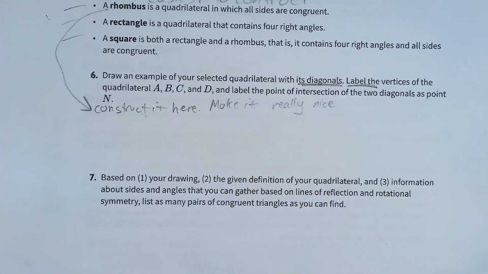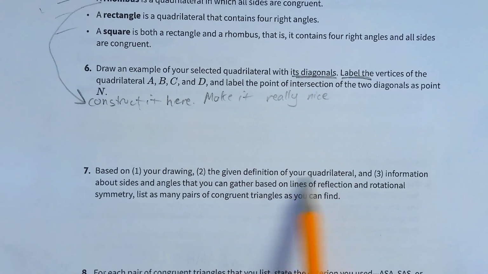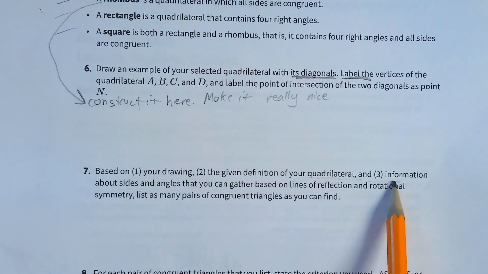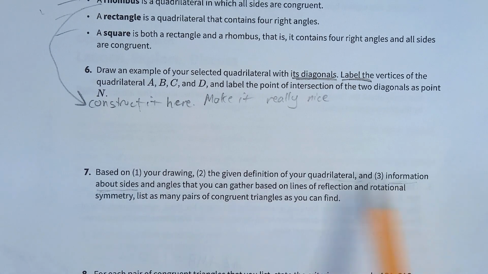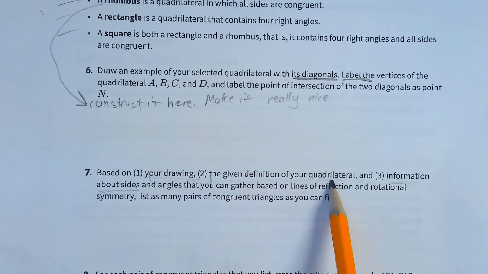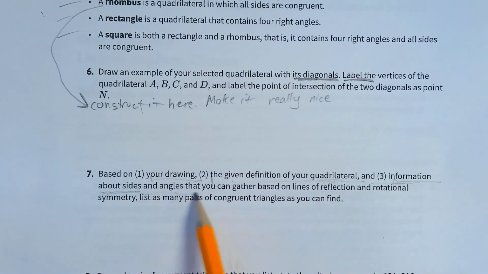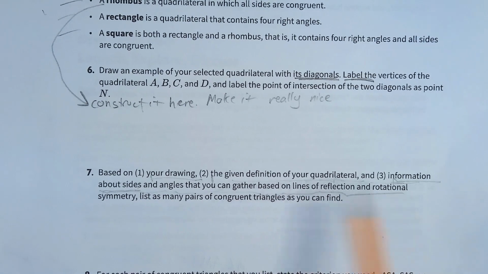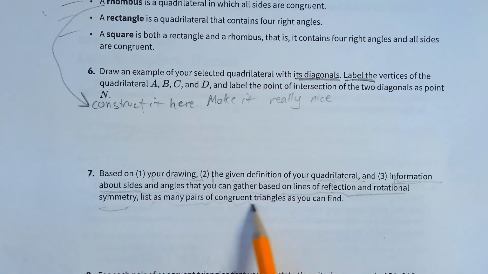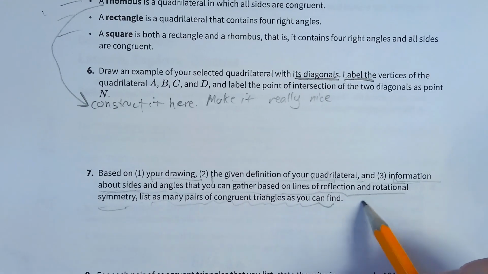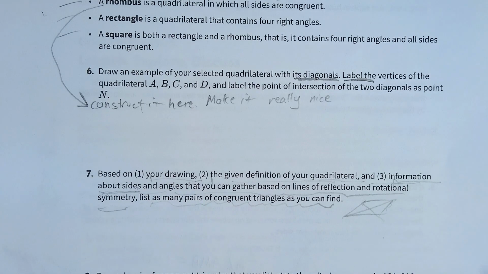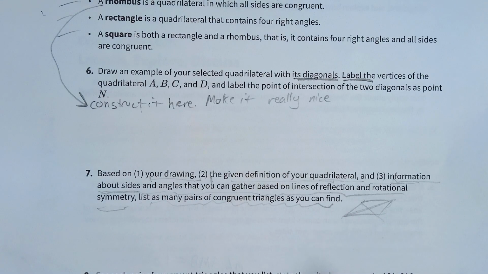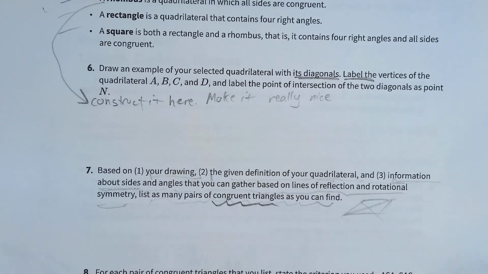And then, based on your drawing and the fact that all four sides are the same, if you do the rhombus, based on 1, the drawing, 2, what you know about the rhombus, and 3, information about the sides and angles that you can gather based on the lines of reflection and rotational symmetry, list as many pairs of congruent triangles as you can. So your rhombus, I'm just going to sketch one. It's going to have a bunch of triangles in it, including ones that overlap. Find the congruent ones.